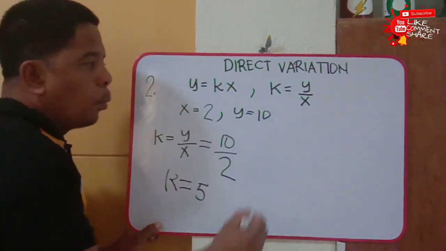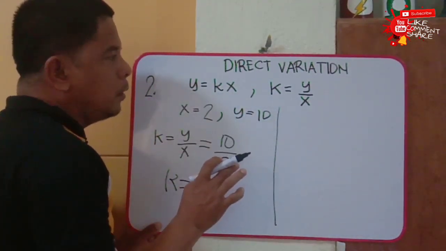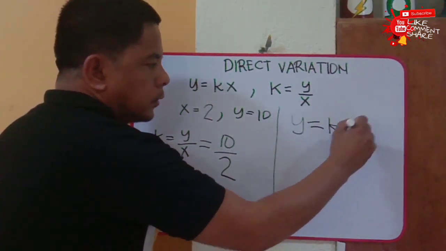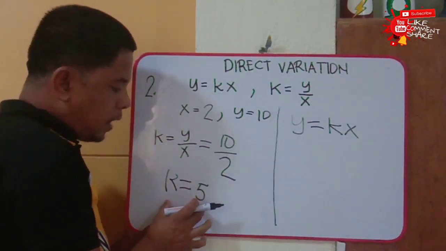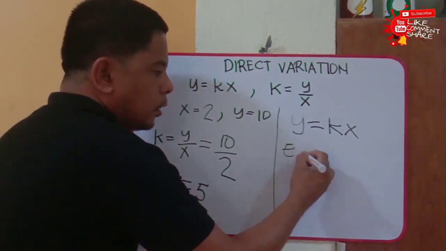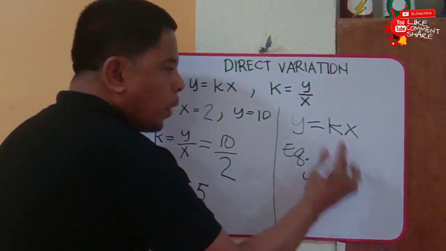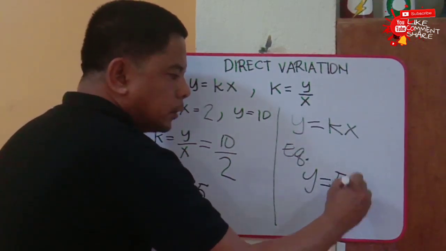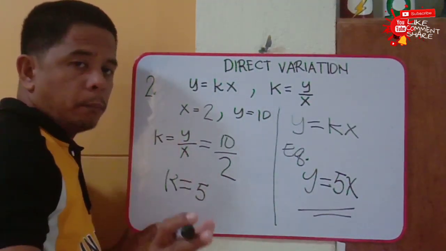Second question, what is our equation? So the equation of the direct variation is y equals kx. Okay, this is the equation. So, substitute lang. Ano yung nakuha nating value ng constant, which is 5? So, our equation of this problem, y equals, k is the constant, which is 5, 5 times x. So, this is the second answer in problem number 2.